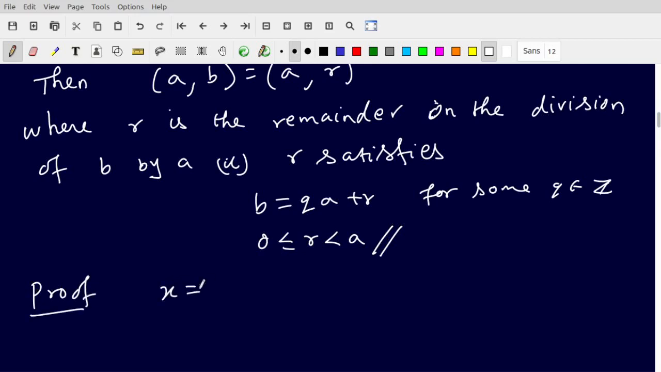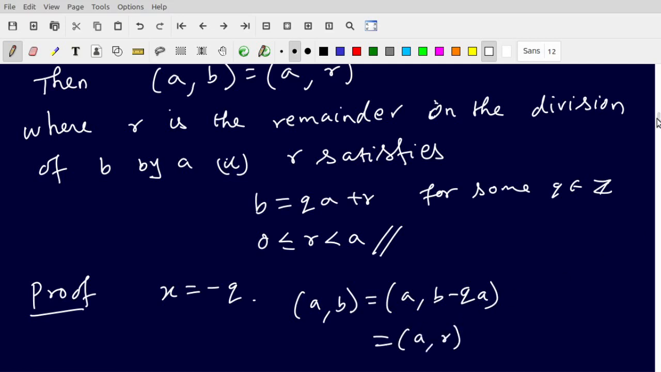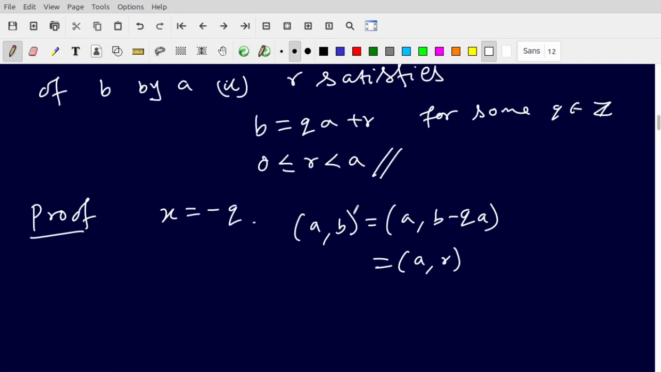By taking x equal to minus Q, we have (A, B) equal to (A, B minus QA), that is equal to (A, R). Okay, this corollary says that the bigger positive number can be replaced by the remainder of the division of B by A. That's the purpose of this theorem.